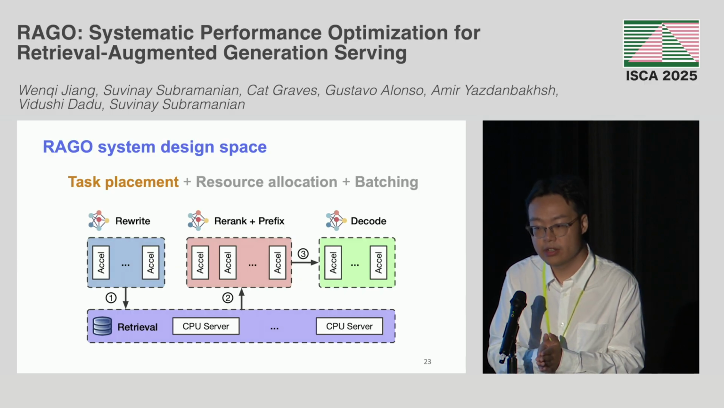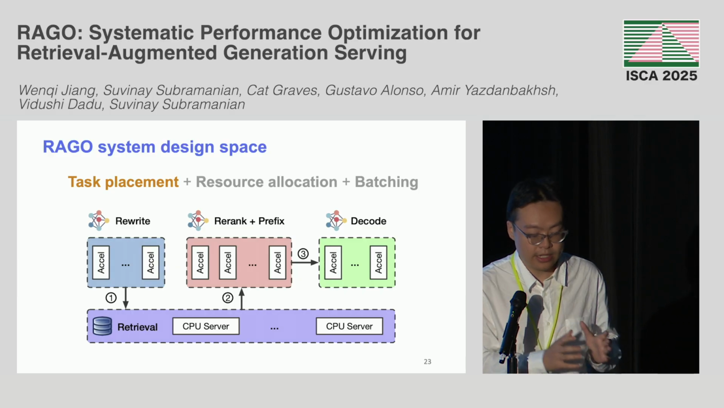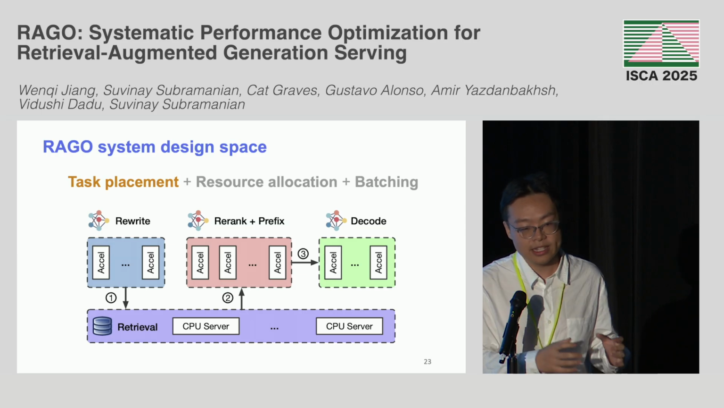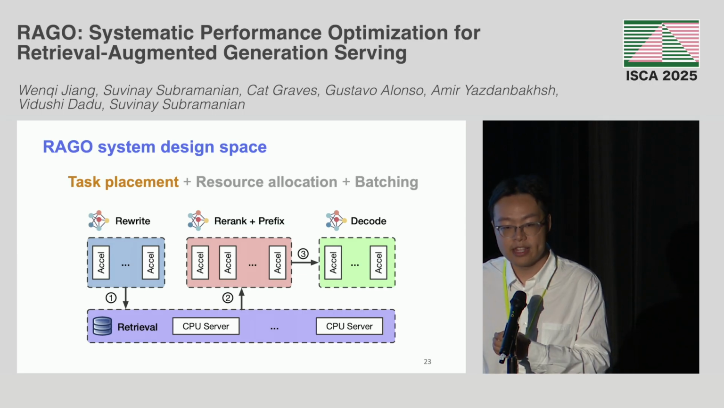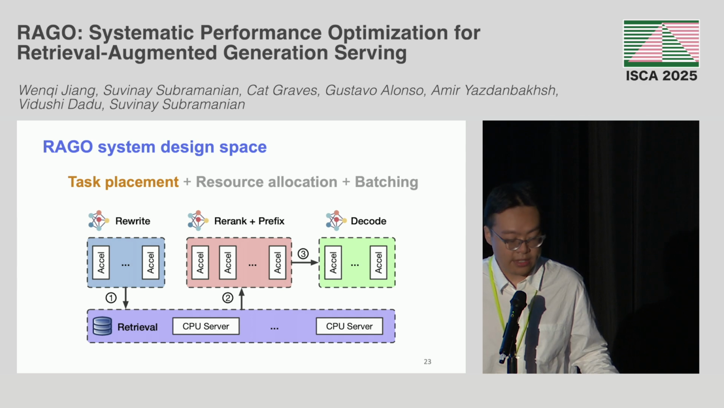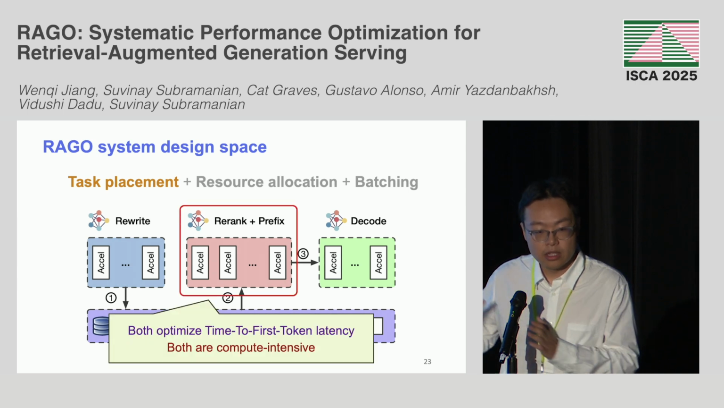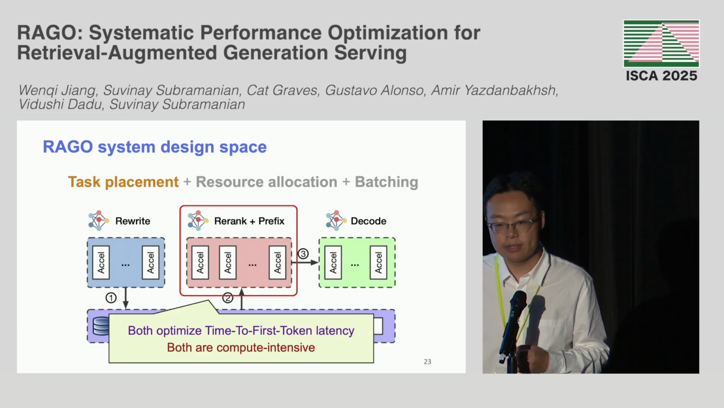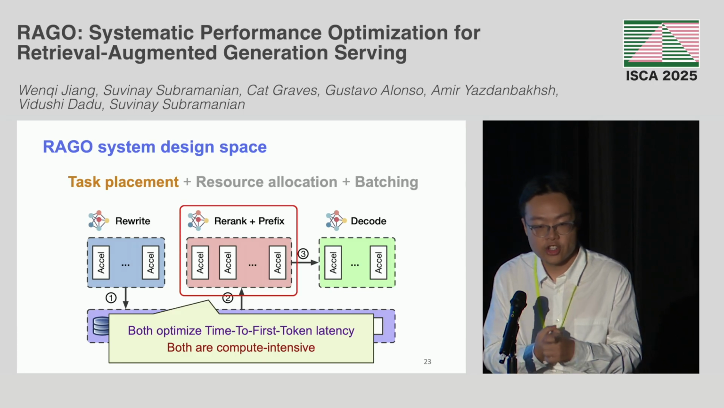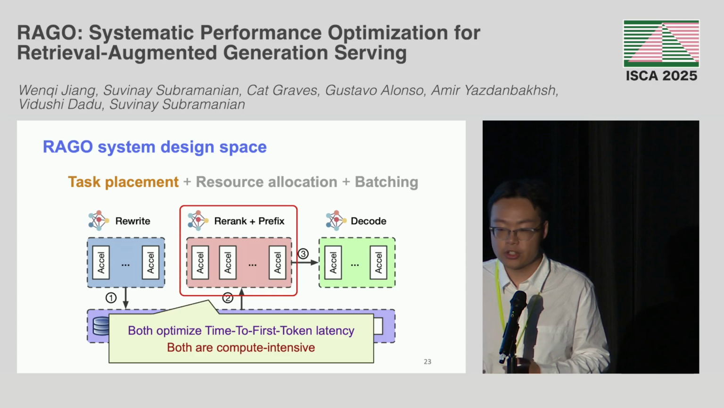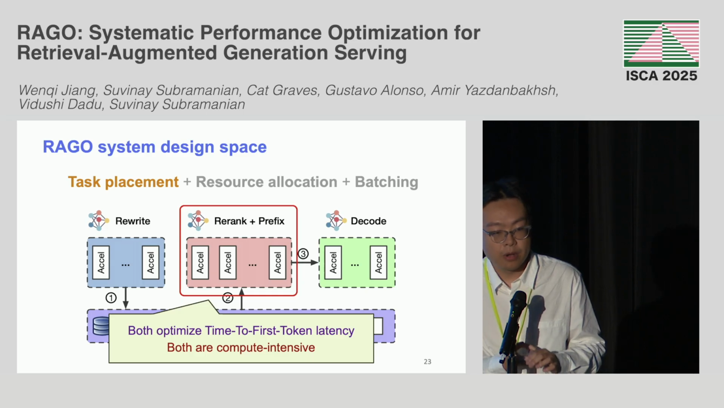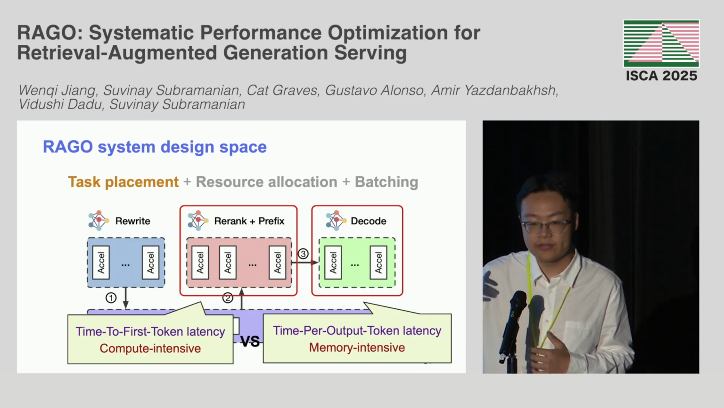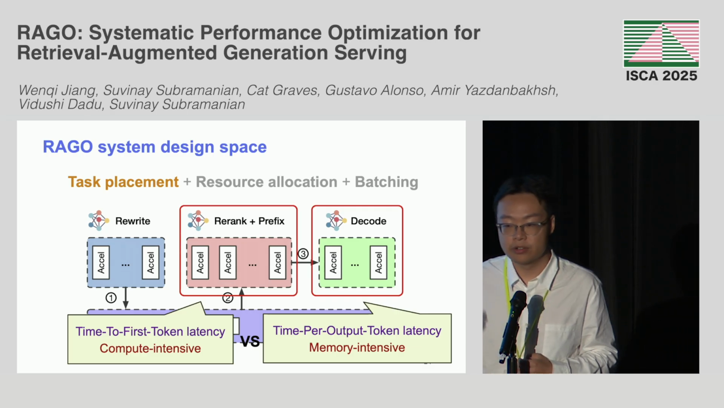The first design decision here is how do we do task placement? Essentially, do we want to co-locate different models on the same set of accelerators, or do we want to disaggregate them on different accelerators? Well, the answer is that it depends. For example, the prefix phase of the LLM and the re-ranker model may be co-located on the same set of accelerators because first, they share the same performance metric of time to first token latency, and second, they're both compute intensive.